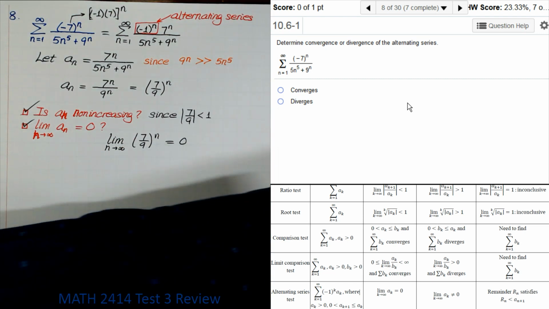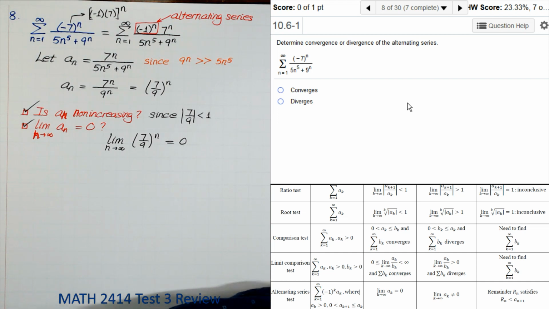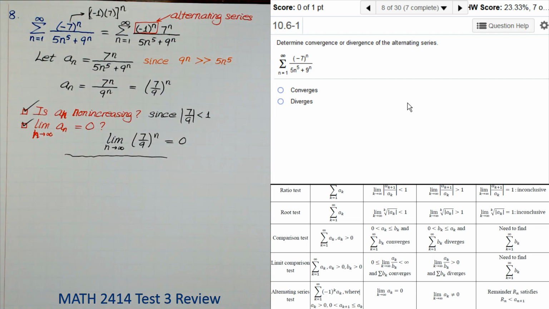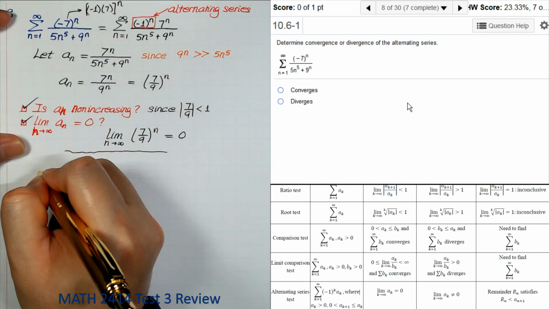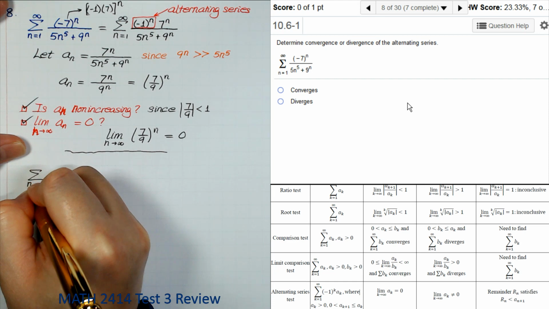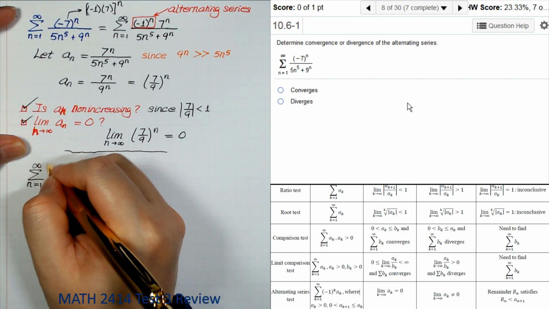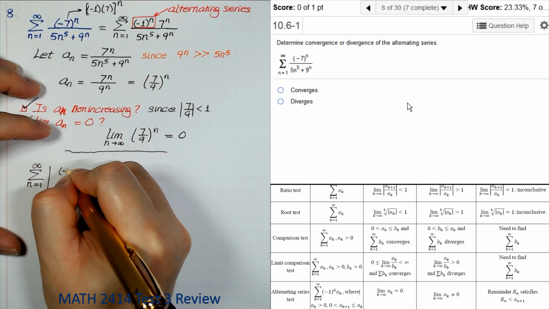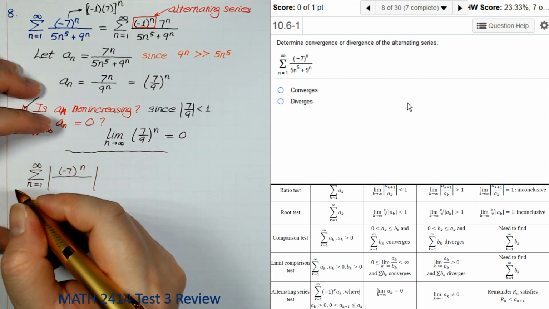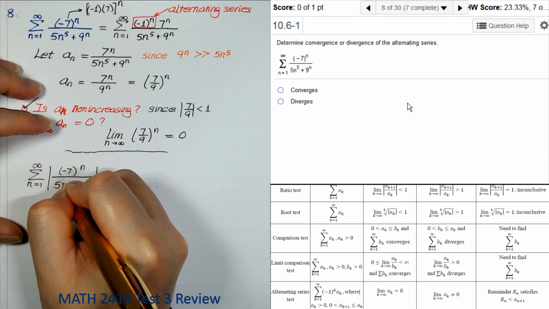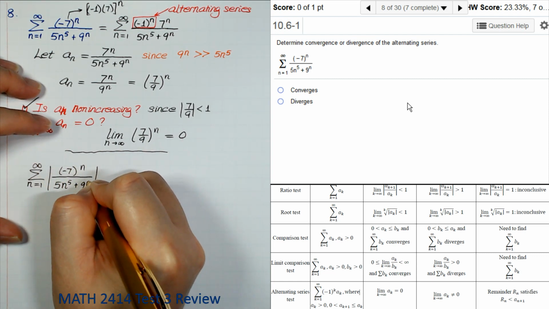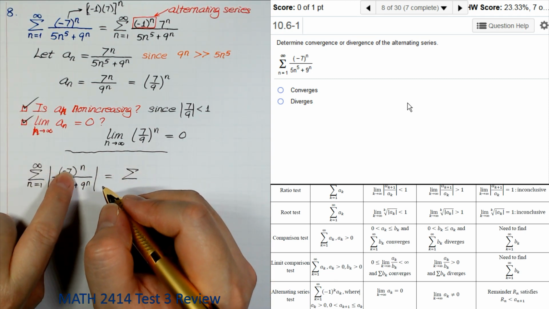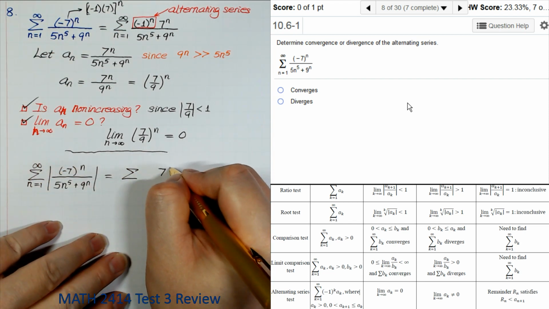However, actually, if I do this problem without using the alternating test or anything out of context, the first thing I do is I'm going to just slap the absolute values into it. Absolute values will cancel with the negative, because positive or negative doesn't matter. We just have that.